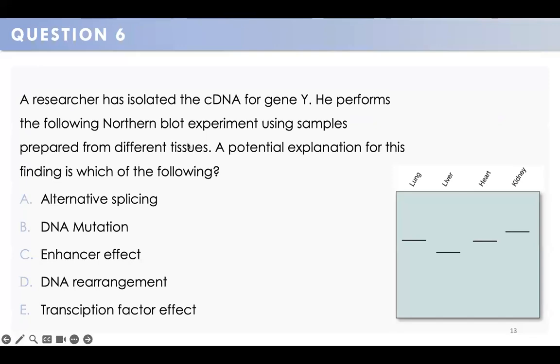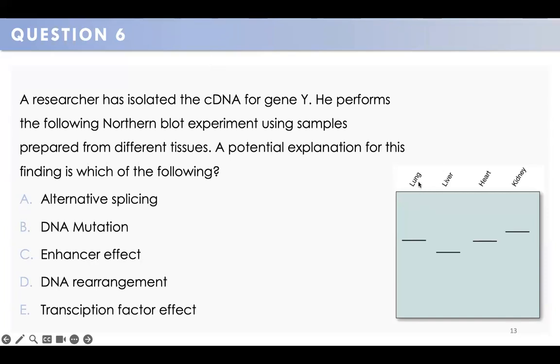Okay, moving on to the 6th question. A researcher has isolated a complementary DNA for gene Y. He performs the following Northern blot experiment using samples prepared from different tissues. A potential explanation for this finding is which of the following? A, alternative splicing, B, DNA mutation, C, enhancer effect, D, DNA rearrangement, and E, transcription factor effect. Correct. The answer is A.